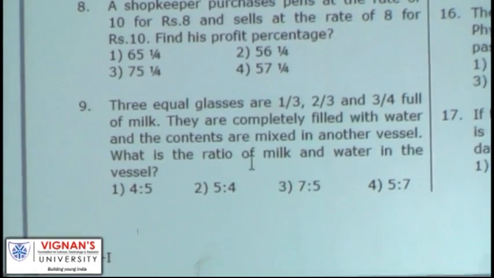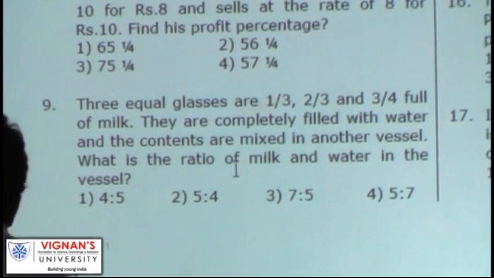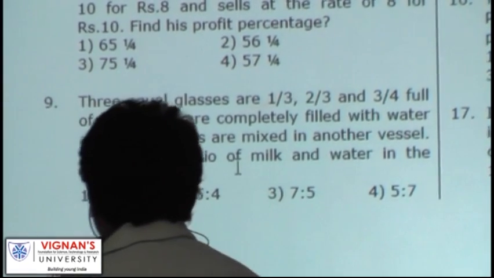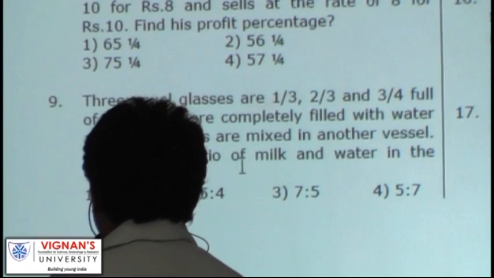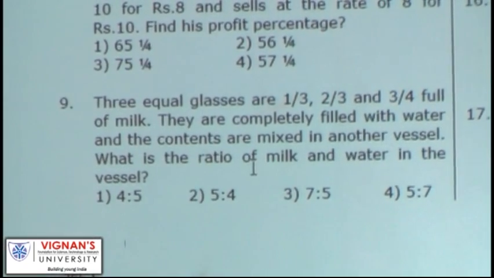3 equal glasses, very good. 3 equal glasses are 1/3, 2/3 and 3/4 fill of milk. They are completely filled with water and the contents are mixed in another vessel. What is the ratio of milk and water in the vessel?